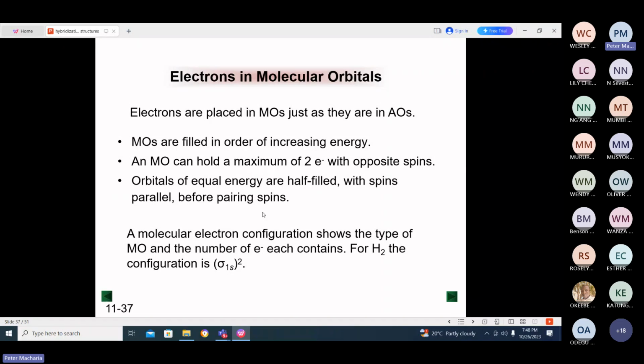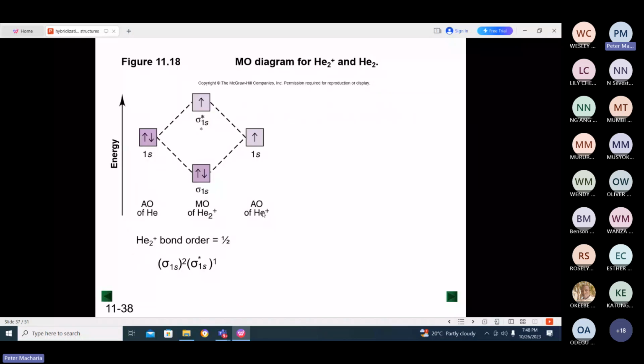For hydrogen, okay, let's see if we can look at another orbital. Now consider the molecular orbital diagram for He2+, meaning that it has lost a single electron. It means that one of the helium atoms has a single electron in the 1s, because helium has two outermost electrons in the 1s. The other one has a pair of electrons.